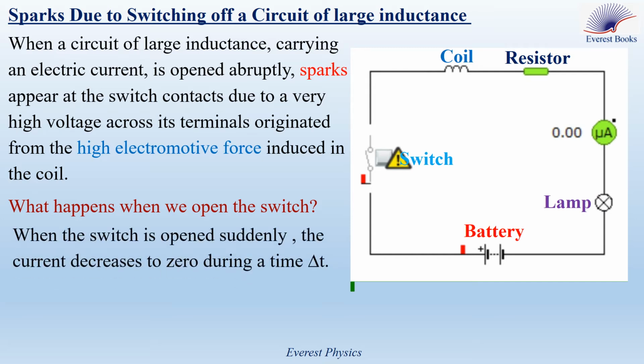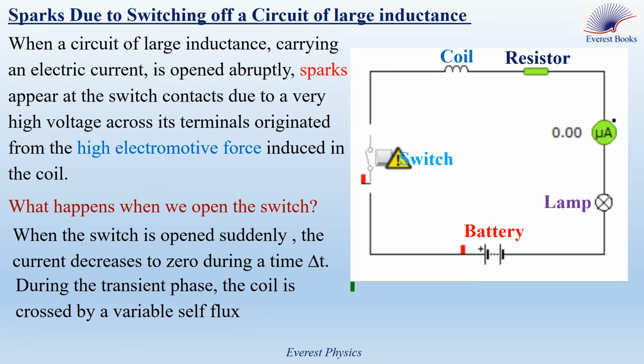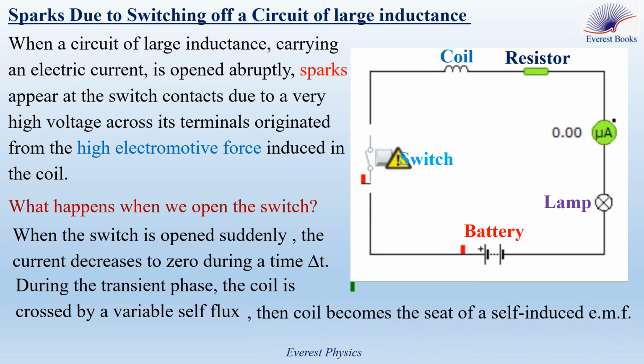Answer: when the switch is opened suddenly, the current decreases to zero during a time delta t. In our experimental simulation, during the transient phase, the current decreases from 69.2 mA to zero. So during the transient phase, the current varies. So the magnetic field crossing the coil varies. Therefore, the coil is crossed by a variable self-flux. So it is the seat of a self-induced electromotive force.